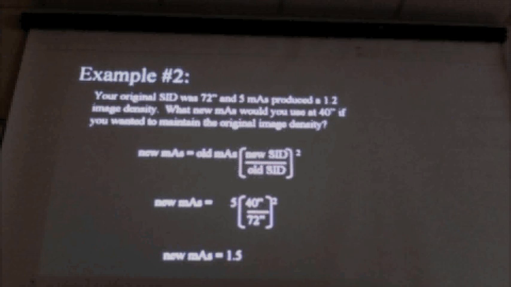Now, does that make sense? Well, I started out at 72, so I'm going into 40. So my beam intensity is going to go up. So to compensate, I need to go down in my mass. So I started out with 5 mass, and my answer is 1.5. Once again, that sounds about right.